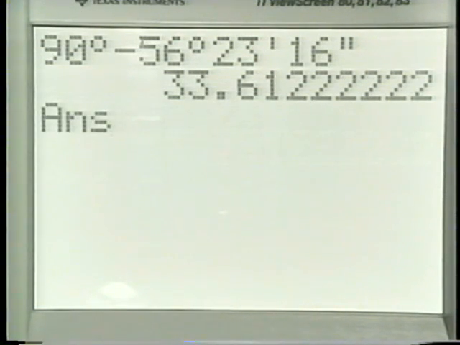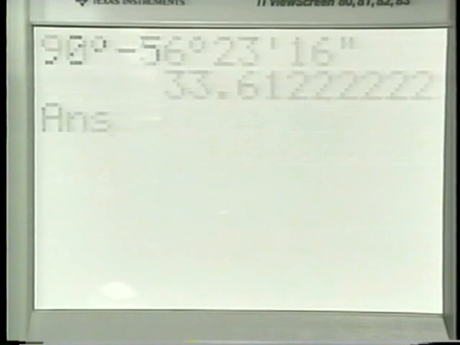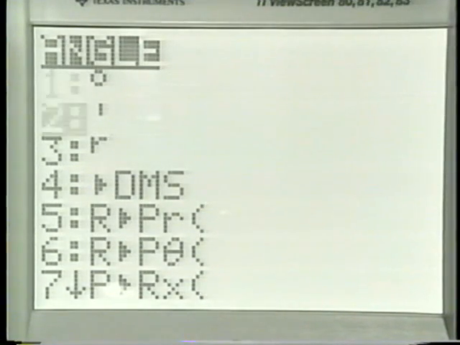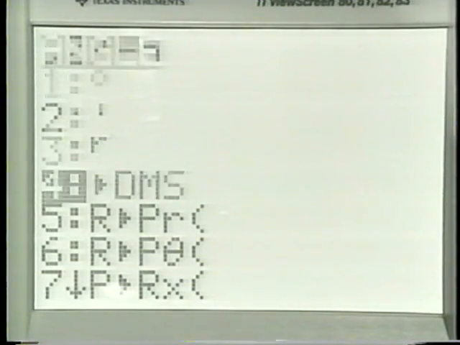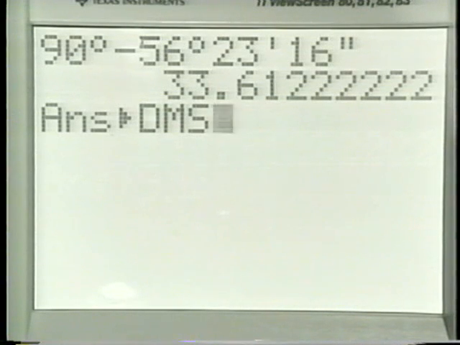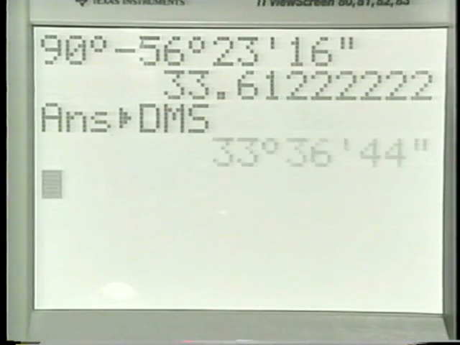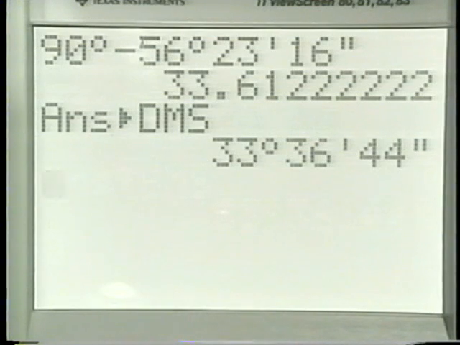And it says take that answer, and I want to put it in DMS, or degrees, minutes, seconds. So I'll go second, angle, and there's your buddy down here. See it? Degrees, minutes, seconds. Hit enter to get out, and I guess I have to hit enter again to change it. And hi, Mom, I knew the answer was 33 degrees, 36 minutes, 44 seconds already, but the calculator did it for me. Now let me give you a chance to do it.